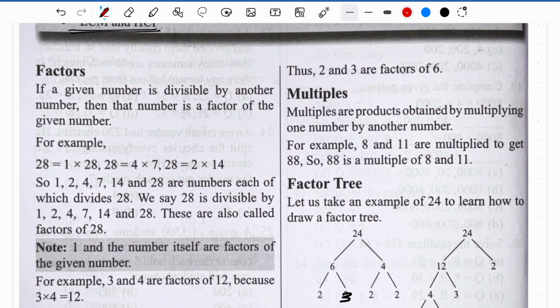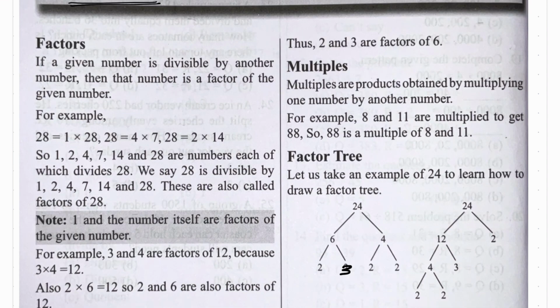So factor, what is a factor? If a given number is divisible by another number, then that number is a factor of the given number. Say for example, 14. How can we write this? 14 is 2 into 7. So what are the factors of this? 2 and 7. 2 and 7 are the factors of 14. So if any number is divisible by another number, those numbers will be factors of that number.